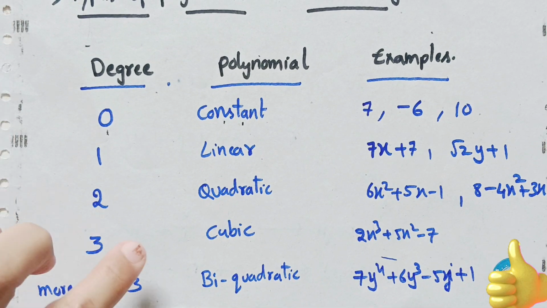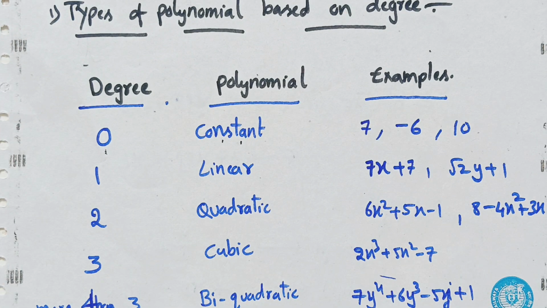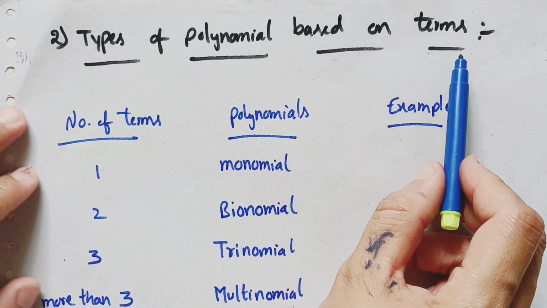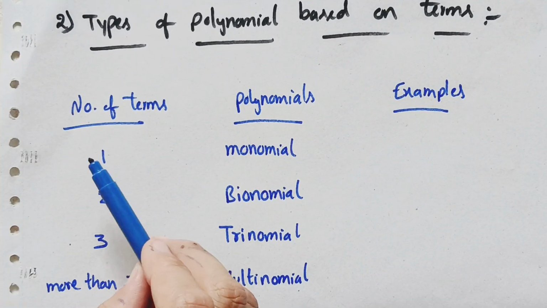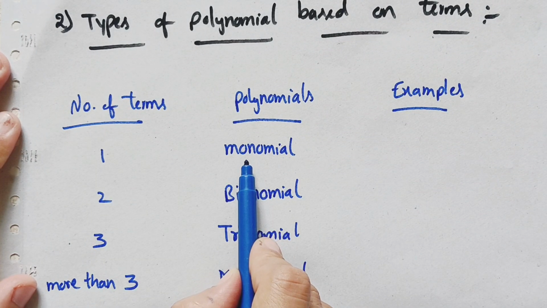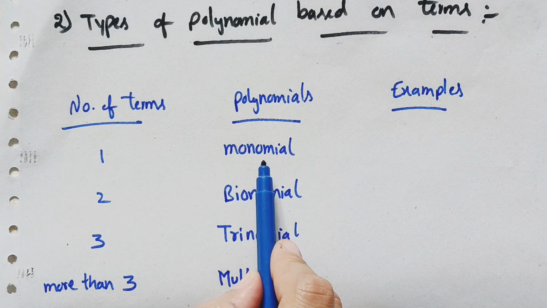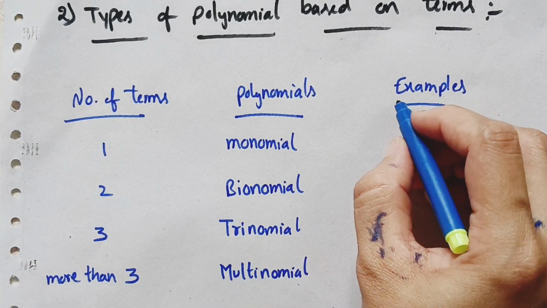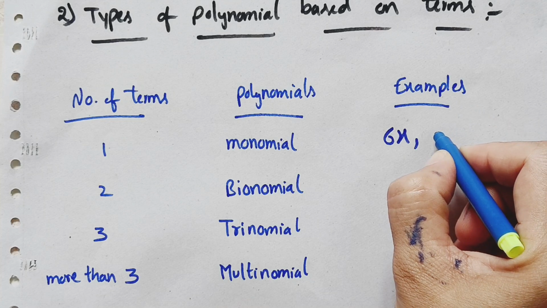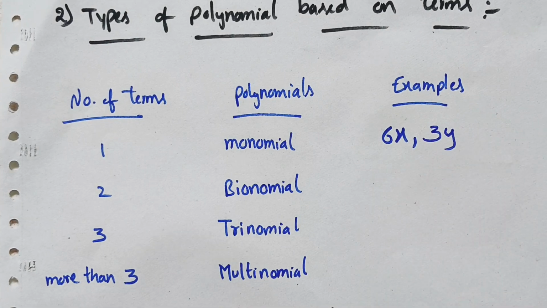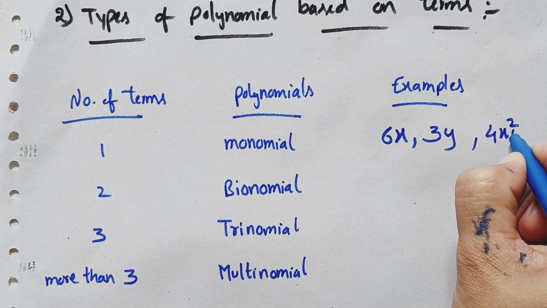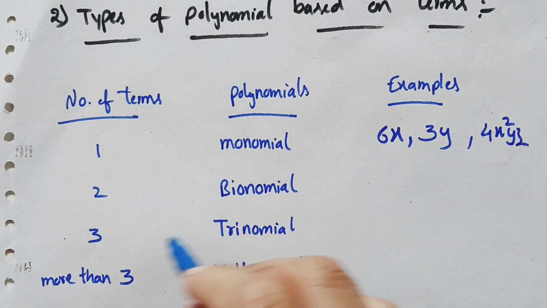Okay, now it's clear. Now we'll see types of polynomials based on terms. If a polynomial has only one term, then we call that polynomial a monomial. For example, 6x, 3y, then 4x square yz. This is also a monomial example.